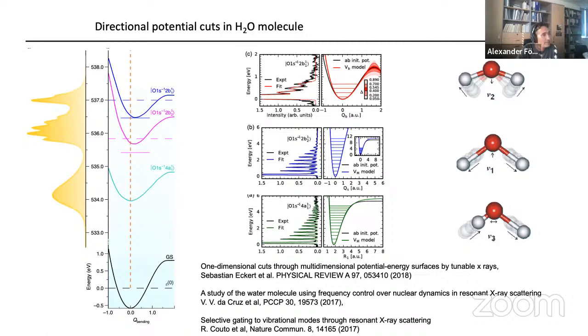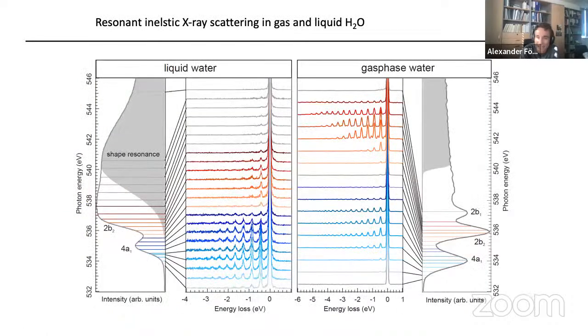That's of course fun. And you can do that not only in the gas phase, but also now in the liquid phase. And here you see the X-ray absorption. Then you measure the X-ray emission, and you detune. You see the collapse because the scattering duration time shortens. Then you allow for a lot of time.